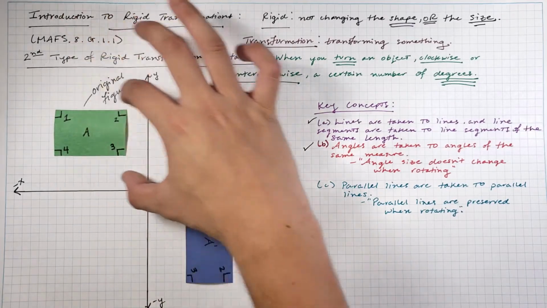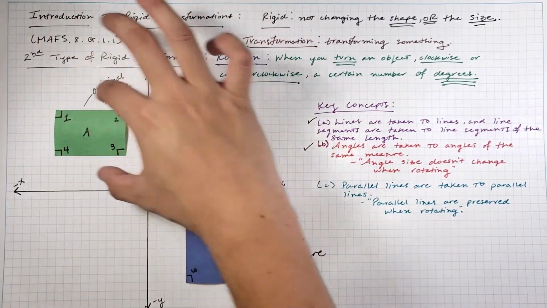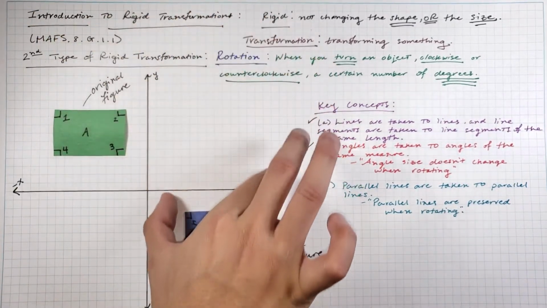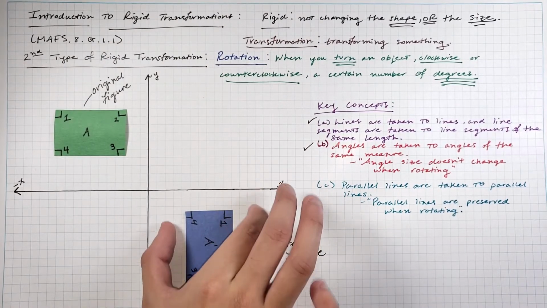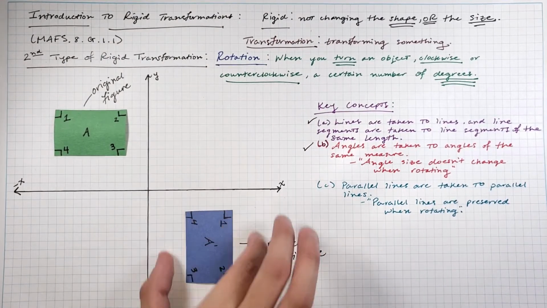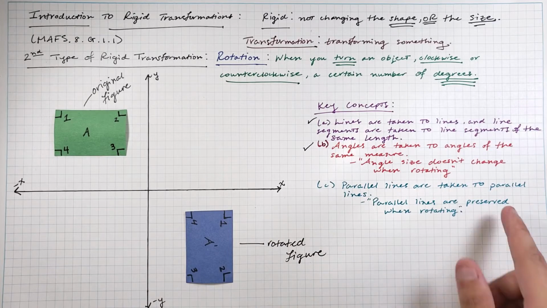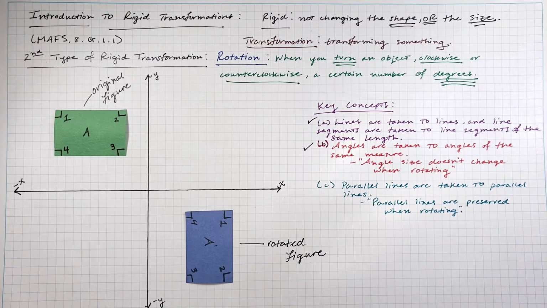Same thing with 1, 2, and 3, 4, right? They're going like this. They're never going to cross. And even though we rotated it, we still get 1, 2, and 4, 3 to be parallel. Okay, so that's what it means when it says parallel lines are taken to parallel lines. It just means that it's being preserved. So far we have translations and rotations that are being preserved.